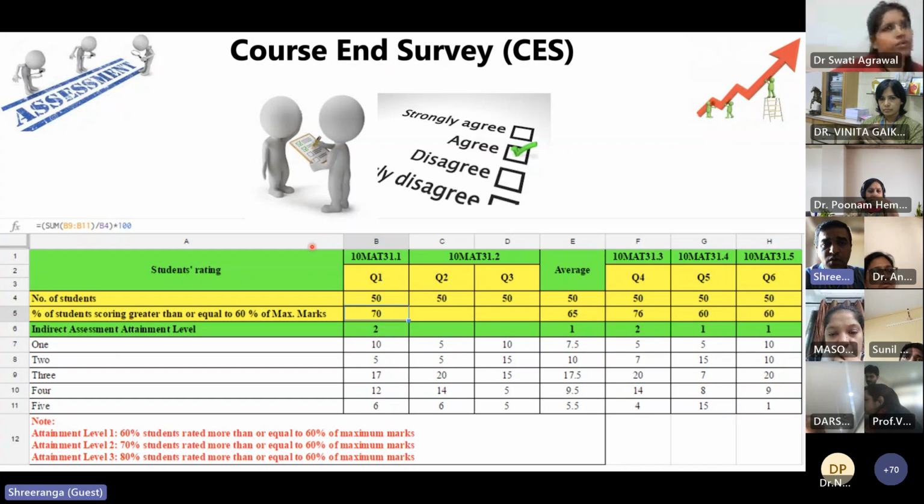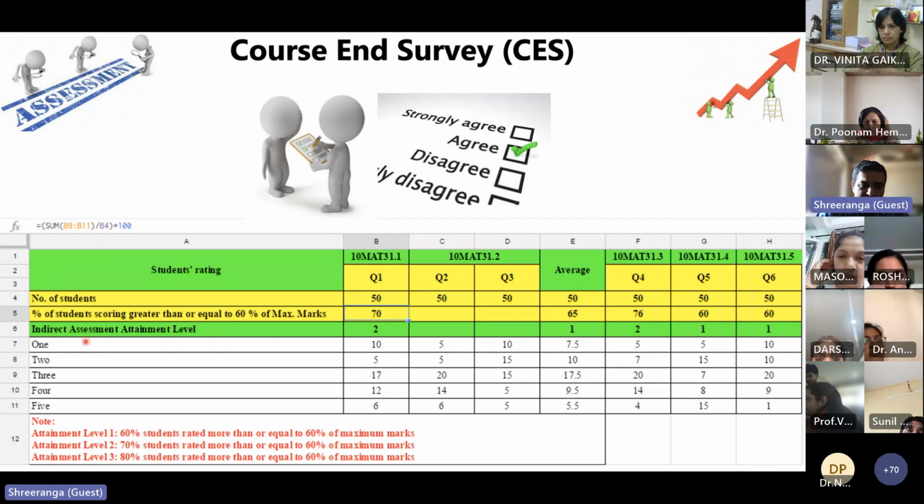Now the questions for the course end survey more or less resemble the COs straight away, because we are going to have indirect questions related to the COs which we have defined. Let us say there are 5 questions related to the 5 COs that we have defined. Then I am going to get the values. But what is very important is, if I am going for the 5-point Likert scale, then 3 and above can be considered, because that is 60% of the maximum marks.